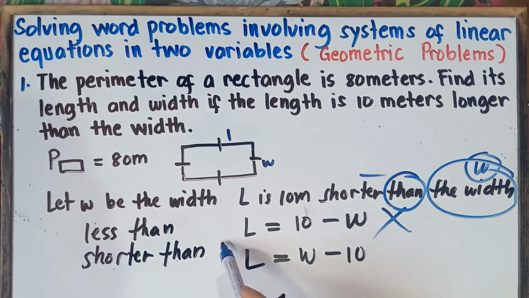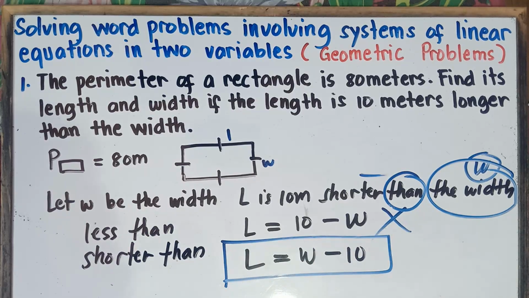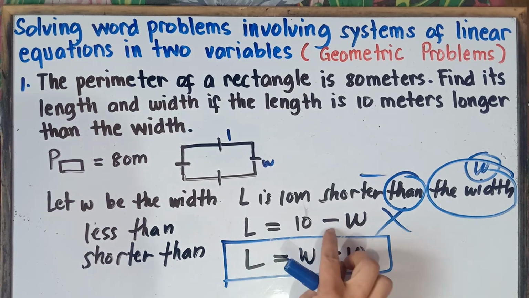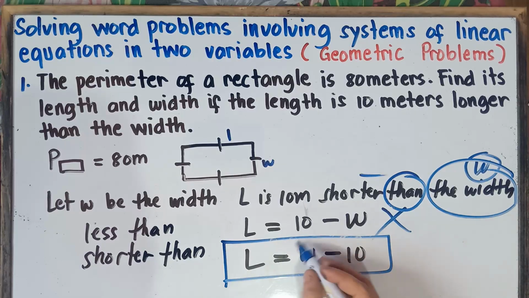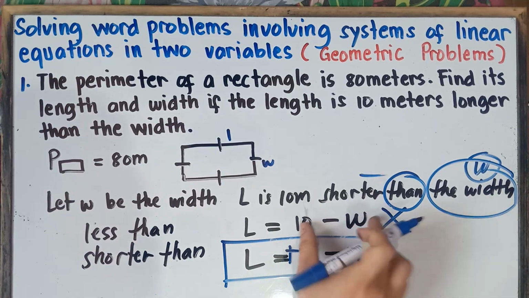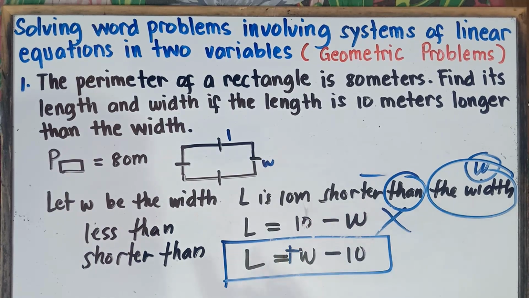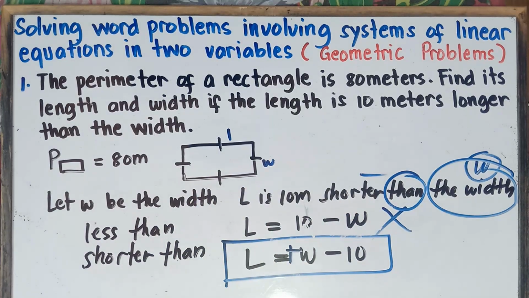It should be L equals W minus 10. On the first equation, class, we have negative width. On the second equation, we have positive width. So you will make a mistake if you write this equation. Because if you have this word, you should do it in reverse. Don't make things complicated, class. Think of it that way. If you have the words more than, less than, shorter than, longer than, simply do it in reverse.